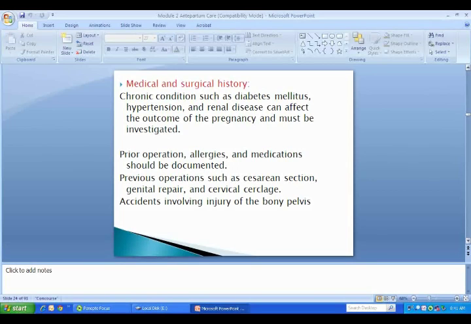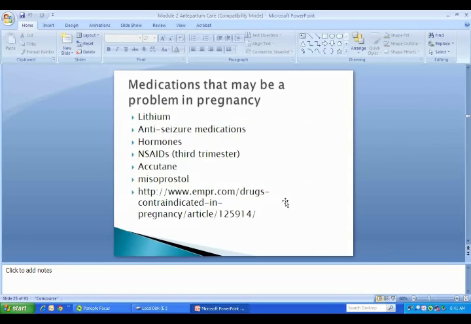Cervical cerclage, that's when we sew the cervix. If she has a history of having very early preterm labor, that would be under 20 weeks, then a lot of times what they'll do is they'll stitch it up early and then cut the stitch when she gets near term, so we need to know if she has a history of that. And if she's had any accidents involving injury to the bony pelvis. These are medications that might be a problem if she has a history, and again, her psychosocial assessment of being bipolar. Lithium is classified, I think it's D.